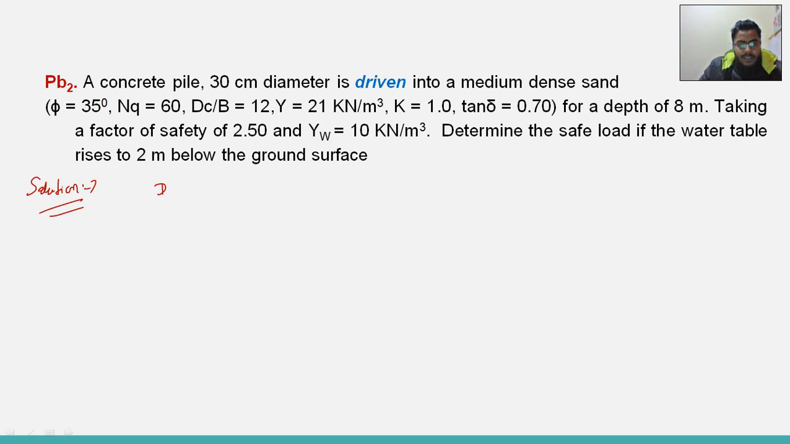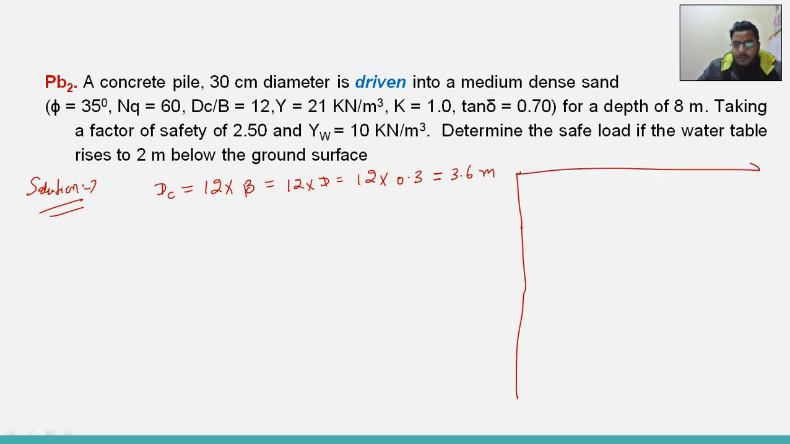First, calculate the length of DC. So this DC we can write 12 into B. In this case, B will be D. So 12 into 0.3, that is 3.6 meter. Draw the graph once. This is the graph of vertical pressure. This axis is depth and this axis is vertical pressure.